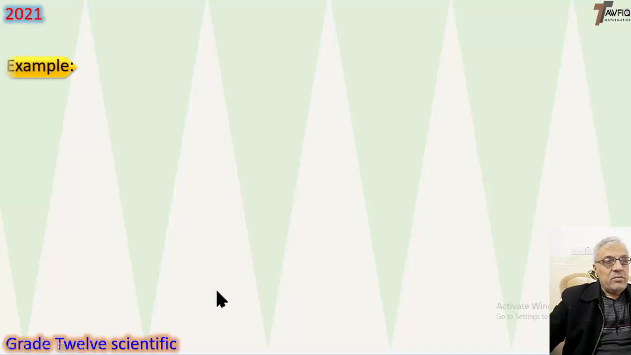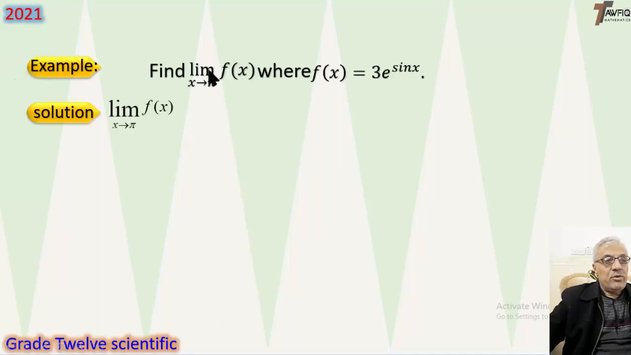Example: find the limit as x approaches pi for f(x), where f(x) is 3e to the power sine x. The limit as x approaches pi for f(x) is equal to 3, replace pi in place of x, it becomes 3e to the power sine pi. Sine pi is 0, then 3e to the power 0. e to the power 0 is 1, then 1 times 3 is 3.